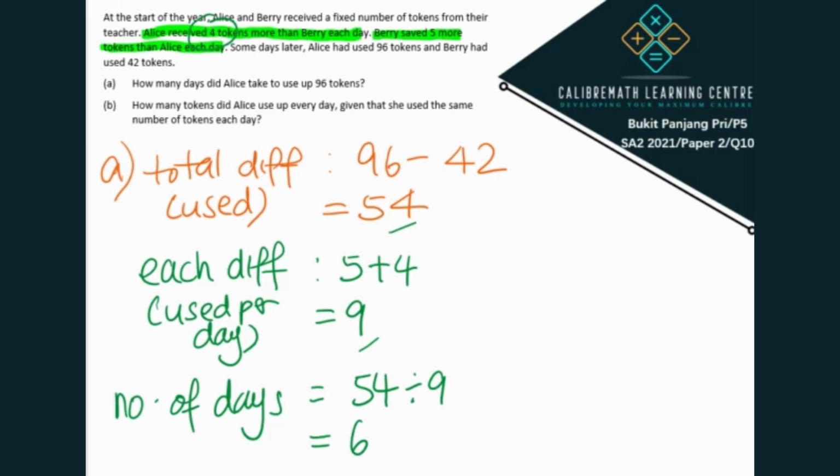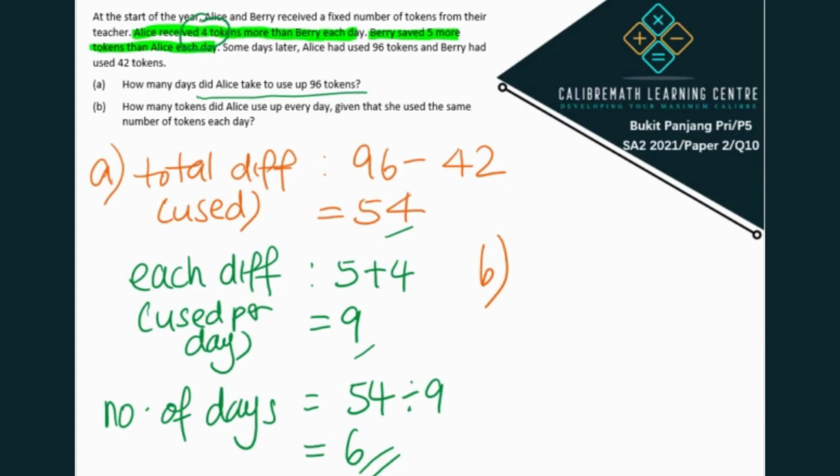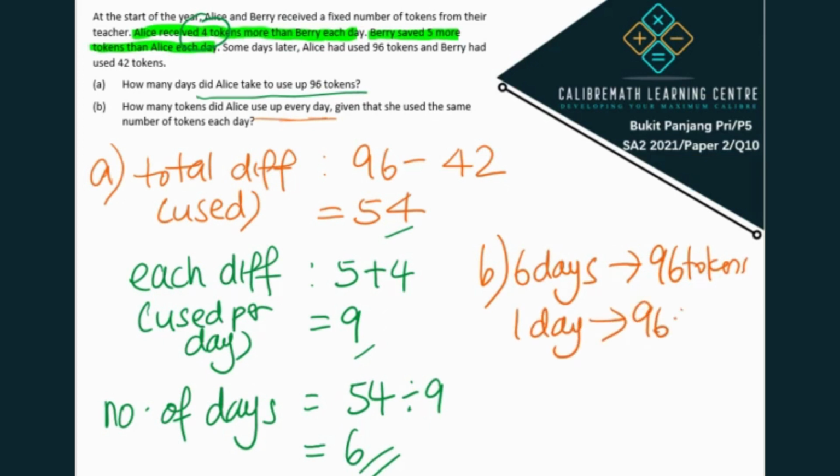So in part A, the question is asking you, how many days did Alice take to use up the 96 tokens? So the answer for part A will be 6 days. In part B, the question is asking you, how many tokens did Alice use up each day, given that she used the same number of tokens every day. So since we know that Alice took 6 days to use up that 96 tokens, to find the number of tokens that she used per day, we just have to use 96 to divide by 6, and that gives us 16. So the answer for part B will be 16 tokens used per day.